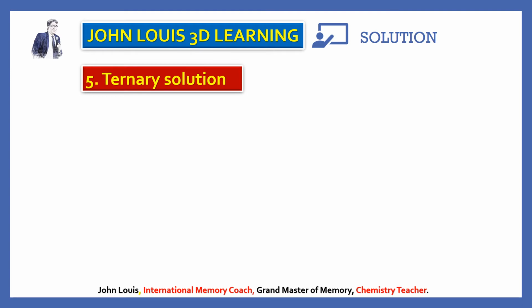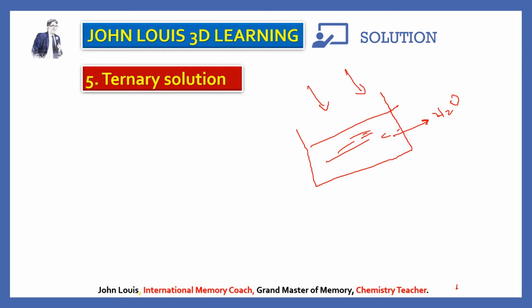Okay, next one. What is meant by ternary solution? Can you guess what it is? Ternary solution is a solution in which three components are present. How can you get three components? For example, you take water. Water is a solvent, so you dissolve two different solutes, maybe one sugar and the other sodium chloride salt. Both get dissolved in water. Am I right? Both dissolve in water.